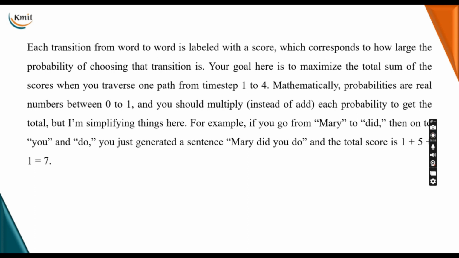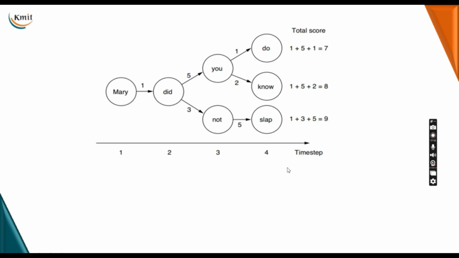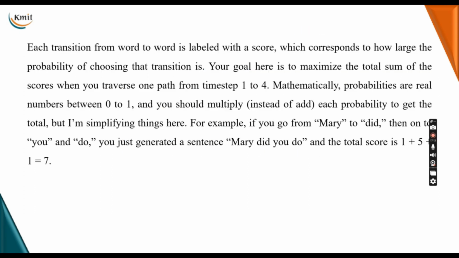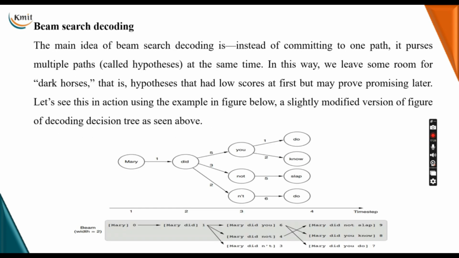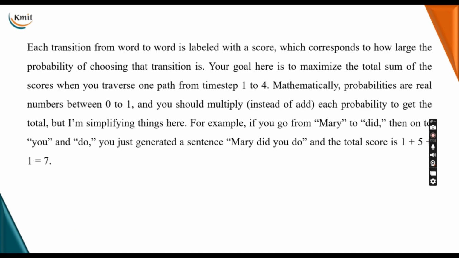Each transition from word to word is labeled with a score which corresponds to how large the probability of choosing the translation is. So the main goal here is to maximize the total sum of the scores when you traverse one path from time step 1 to 4. So here I've taken 4 time steps. Mathematically, the probabilities are real numbers between 0 and 1 and you should multiply each probability to get the total. So when you go for Mary did you do, the total score is 1 plus 5 plus 2 plus 1, that is equal to 7. Okay, so this is one idea.